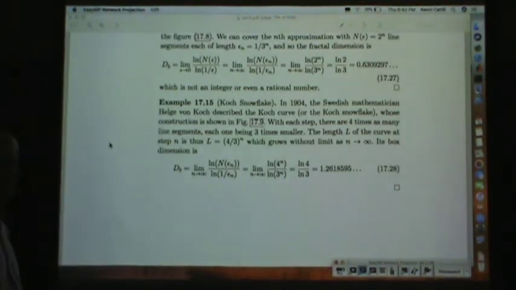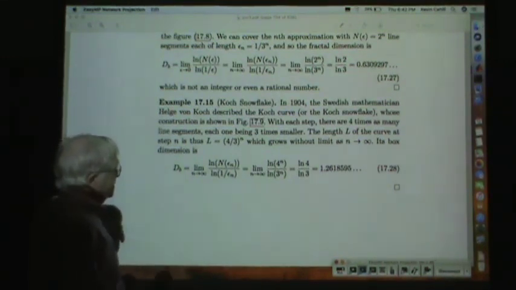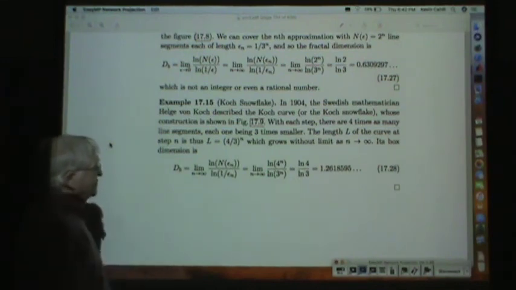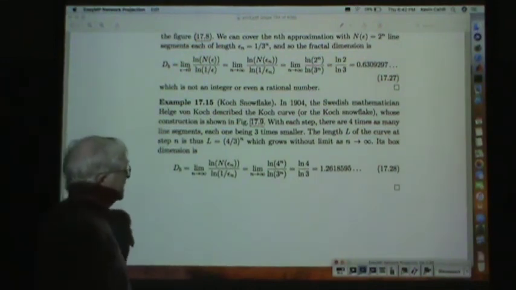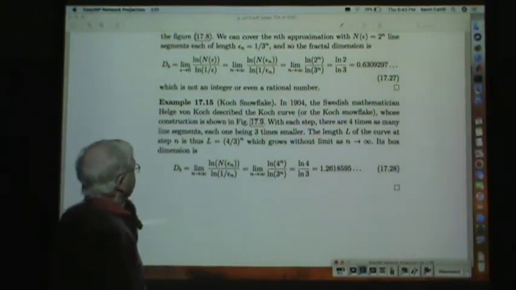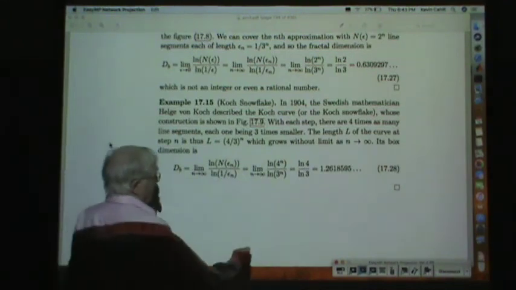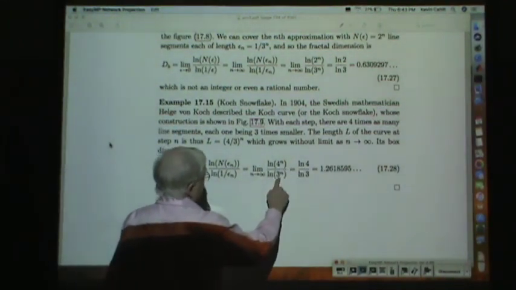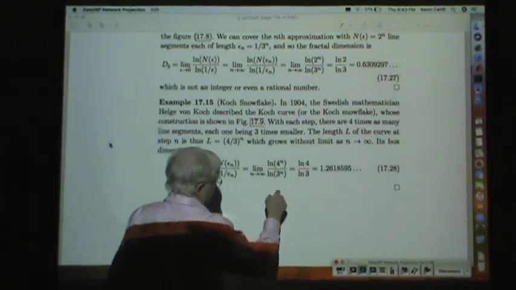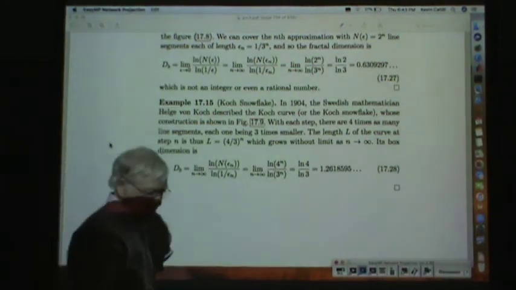And what's the length of the thing? Well, with each step, there are 4 times as many line segments, but each one is 3 times smaller. And so the length of the curve is (4/3) to the n, and it grows without limit as n goes to infinity. So in other words, it has dimension greater than 1. And if you then ask, well, how big is it? Well, it's 4 to the n divided by 3 to the n, taking logs, that's log of 4 over log of 3, and you get 1.26.